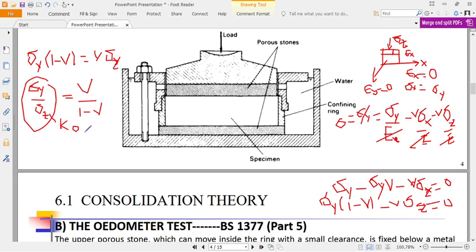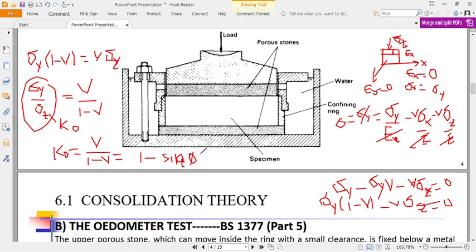Now for K naught, we can say that K naught therefore is equal to V divided by 1 minus V. But this one is also equal to 1 minus sine theta, where theta is the angle of friction. Is that okay? So from these relationships, we can be able to predict.